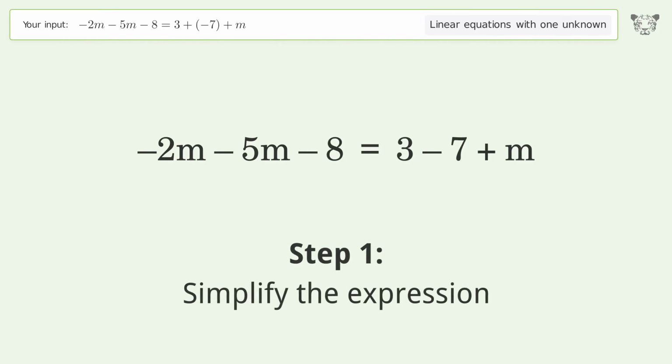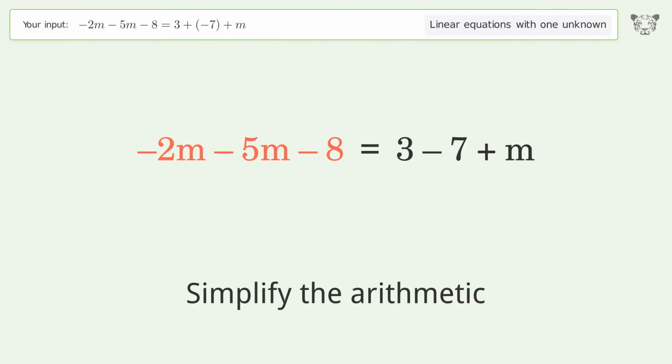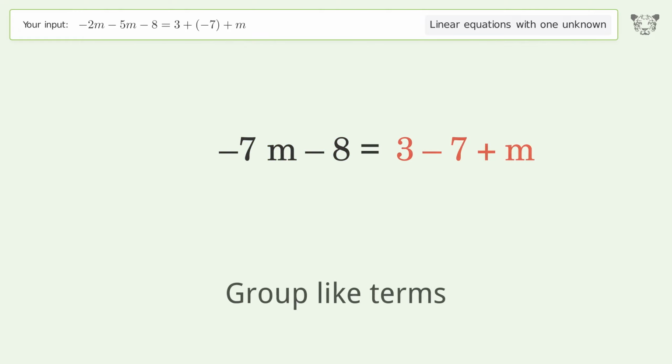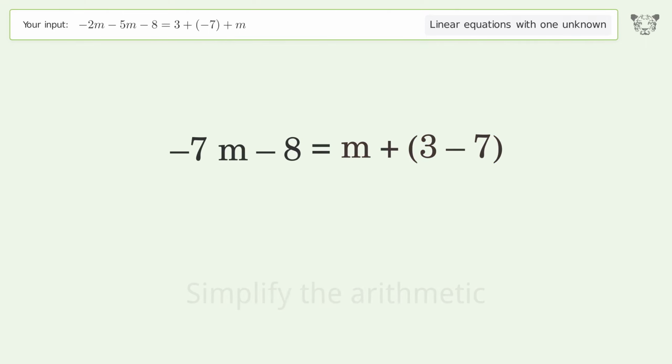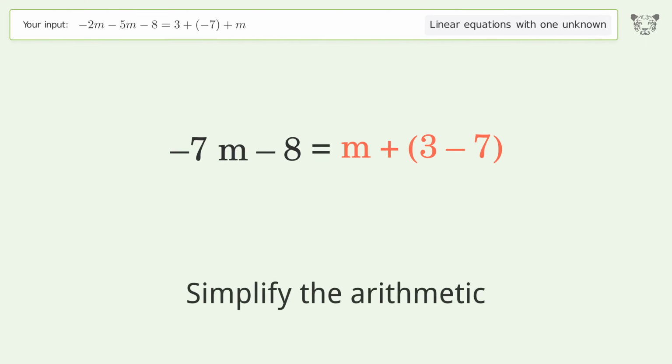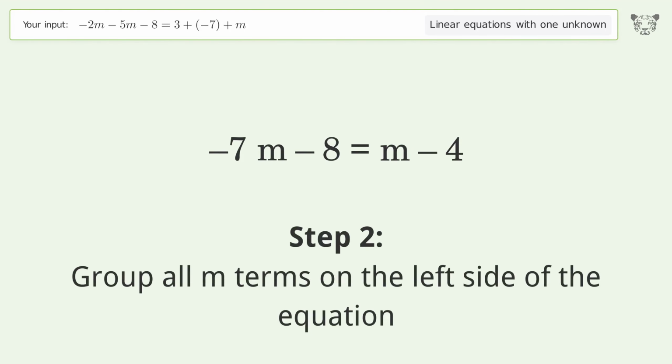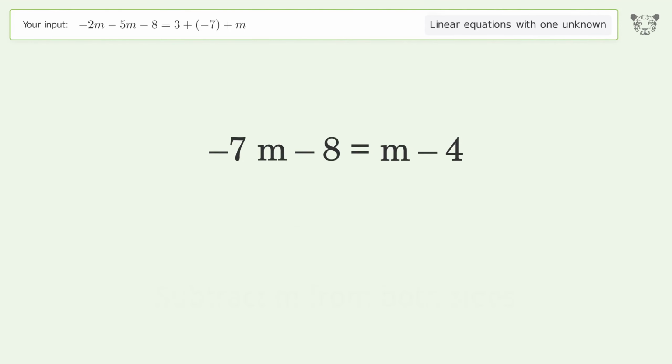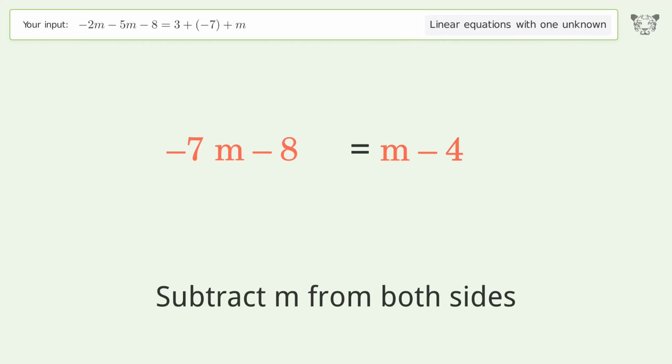Simplify the expression. Simplify the arithmetic. Group like terms. Simplify the arithmetic. Group all m terms on the left side of the equation. Subtract m from both sides.